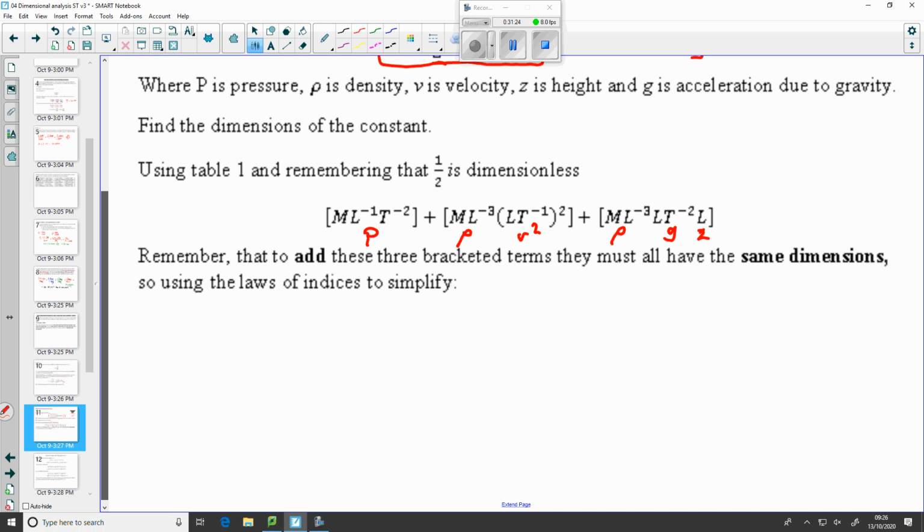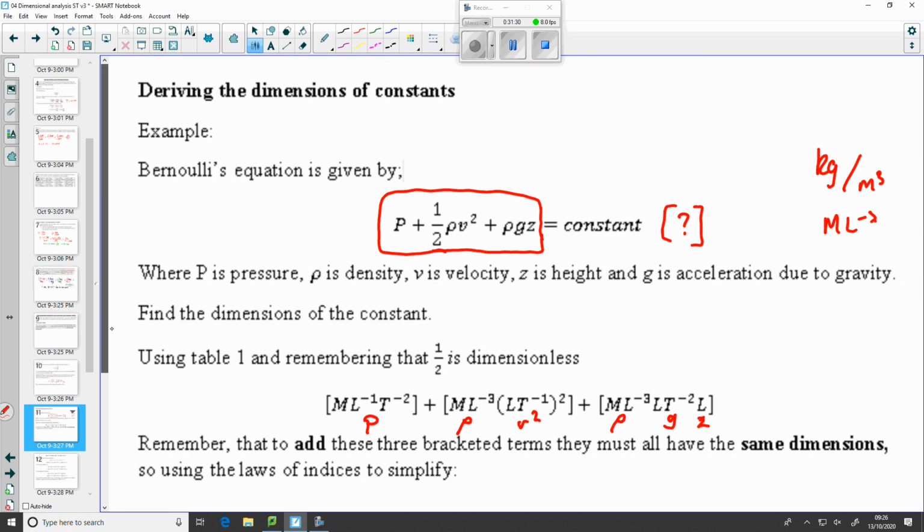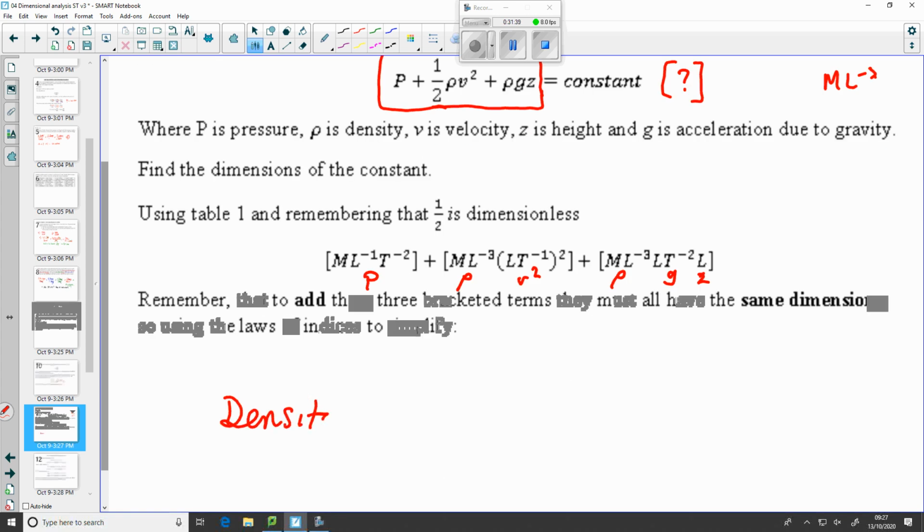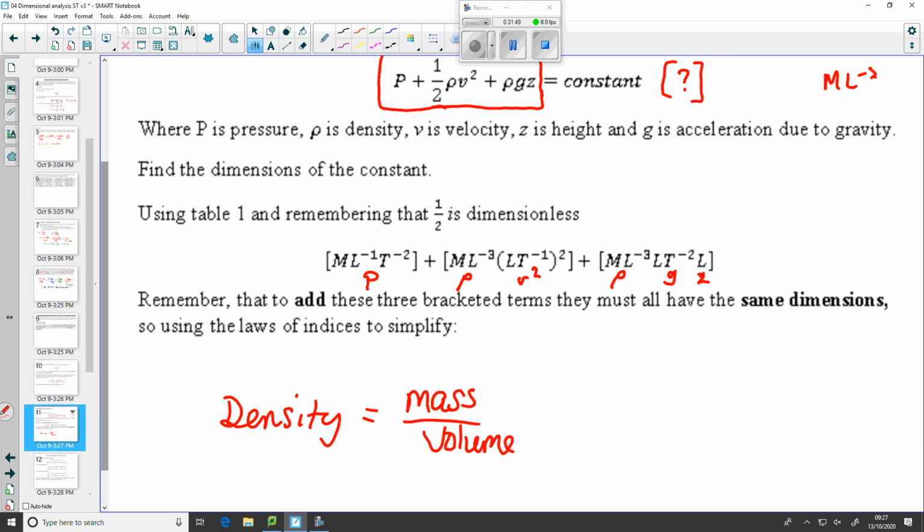Density is equal to mass divided by volume. So the common, or the SI unit of density, is kilograms per meter cubed. Yeah? But why it becomes minus is more around the laws of indices.